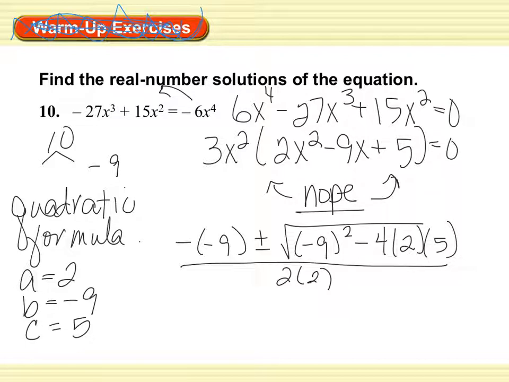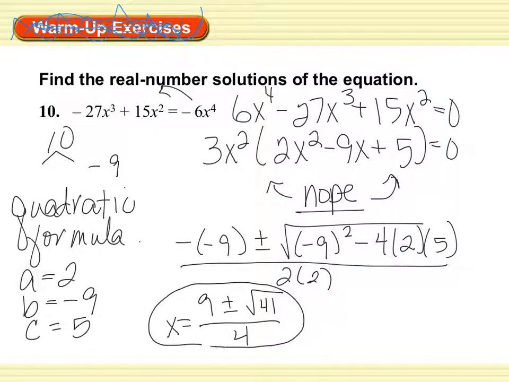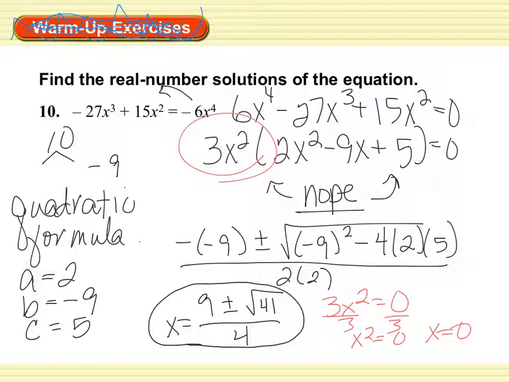Calculator out. 81 minus, so negative 9 squared is 81, minus 4 times 2 times 5. So I have 9 plus or minus the square root of 41 over 4. I actually can't simplify that at all. So I have x equals that. And don't forget about this up here. 3x squared equals 0. X squared equals 0, therefore x equals 0.